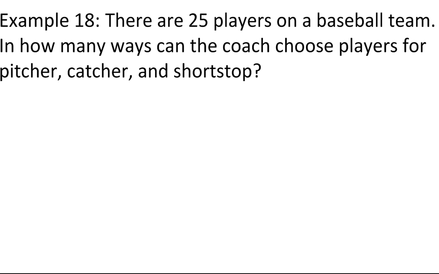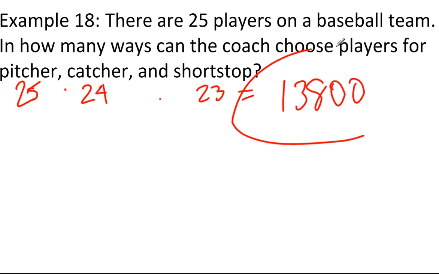And last one here. We got 25 kids on a team. We're going to go pitcher, catcher, shortstop. So there's 25 choices for pitcher. Can't pitch and catch at the same time, so there's 24 left there. And if you're doing that, you can't play short. So there's only 23. Multiply all of those, and that means our coach has a whole lot of different ways to set up his team.